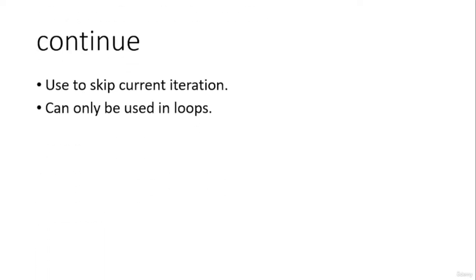Next we will discuss continue. Continue is a statement which is used to skip a particular iteration. For example, in a for loop, if you want to skip the iteration for a particular value, we can use the continue statement. The continue statement will not exit the loop. We can use it to skip a particular iteration, and the for loop will continue executing. The continue statement can only be used along with loops.